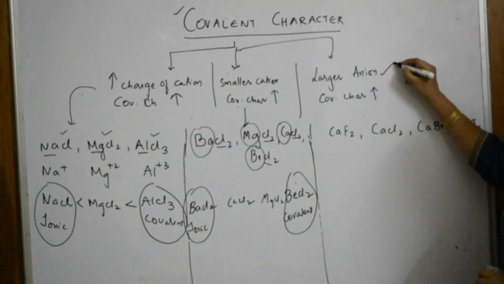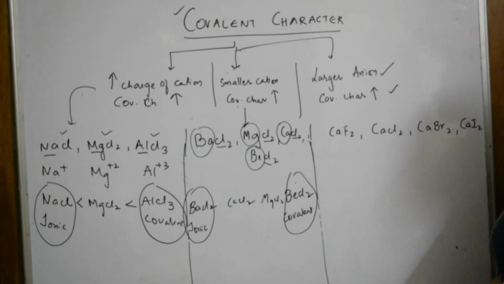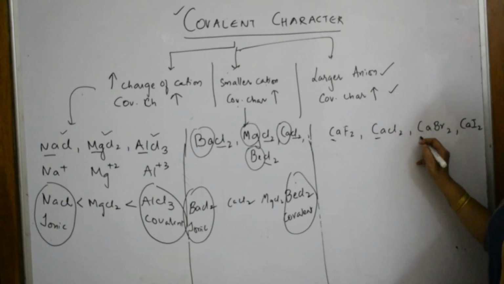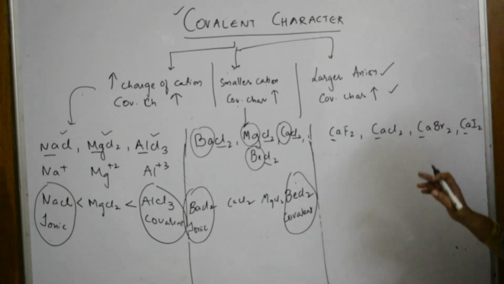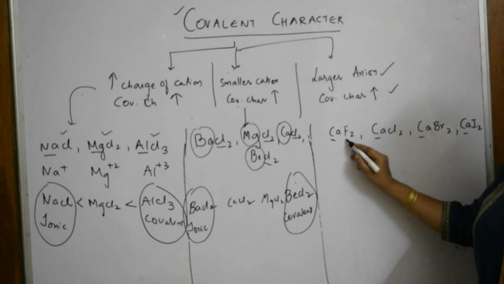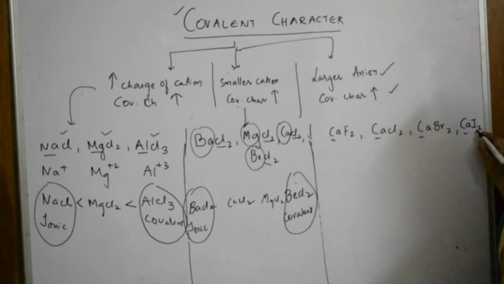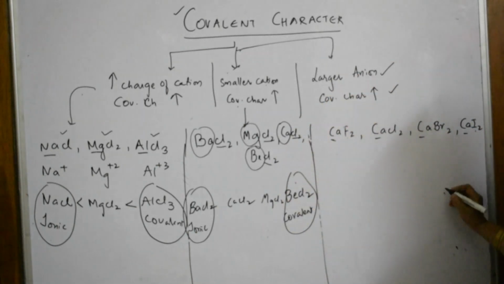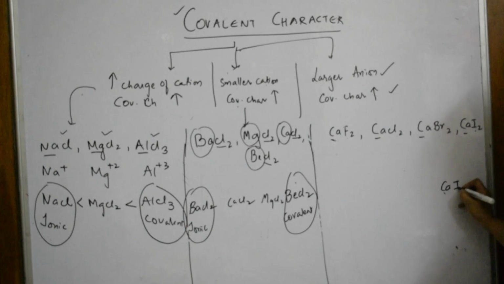Let us compare this. We say if the anion is larger, the covalent character will be maximum. Now here, all cations are similar, so nothing to bother about. In the exam, if they give anions, we have to see this. Among these, calcium fluoride has a smaller anion and calcium iodide has a larger anion. So I said the anion should be larger. Let us write the order. Calcium iodide is more covalent.